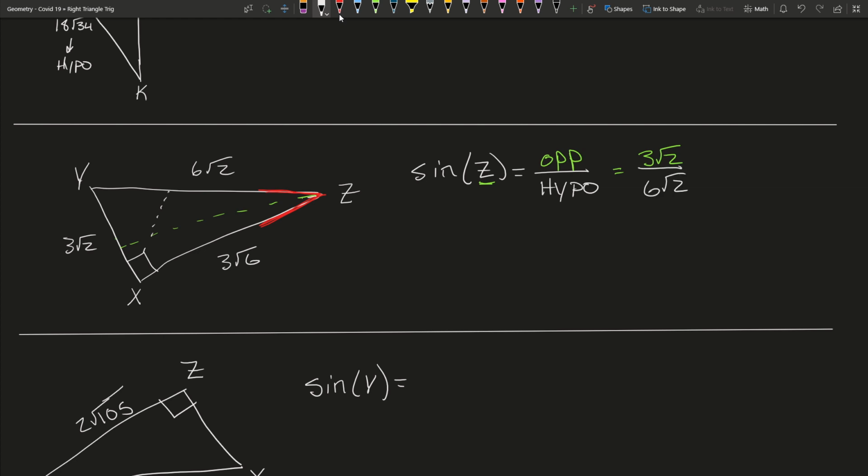Okay, and again, some things cancel very, very quickly. So this rad 2 over rad 2, those cancel. And we're left with 3 over 6, which again is just 1/2. Questions on this problem?